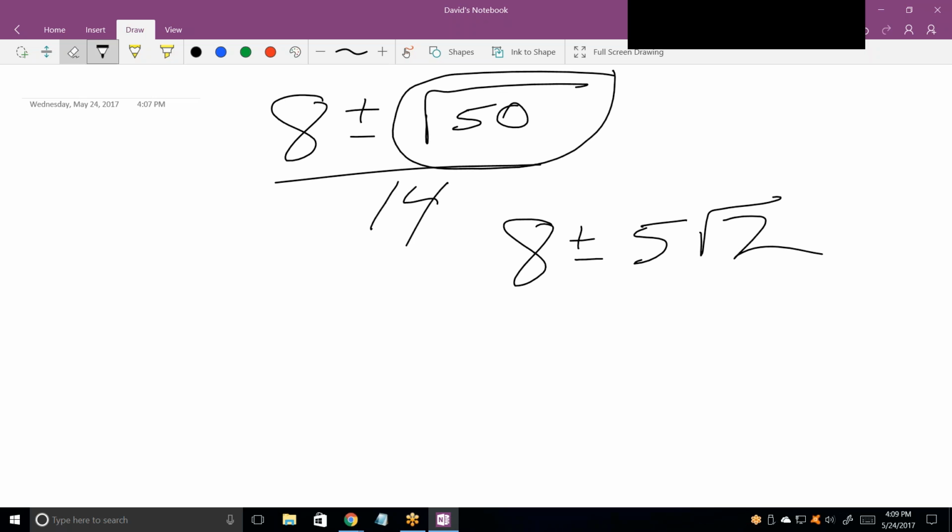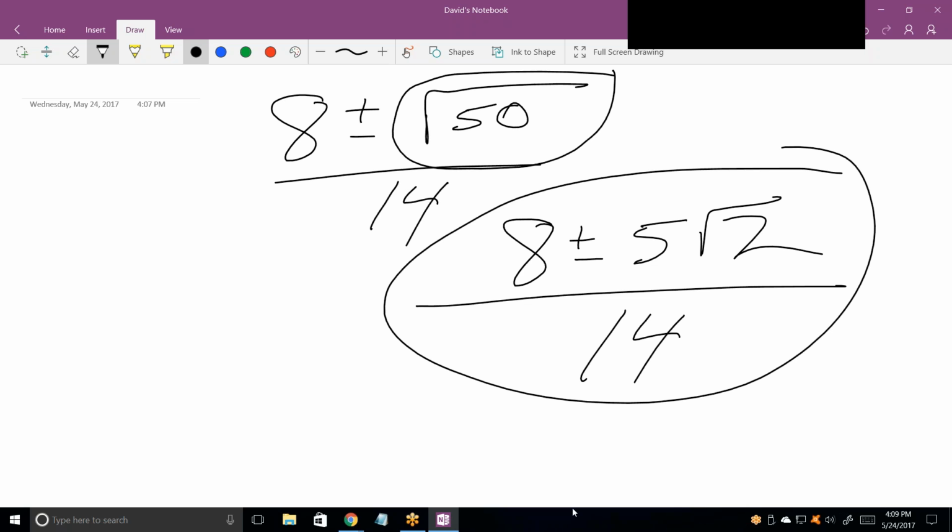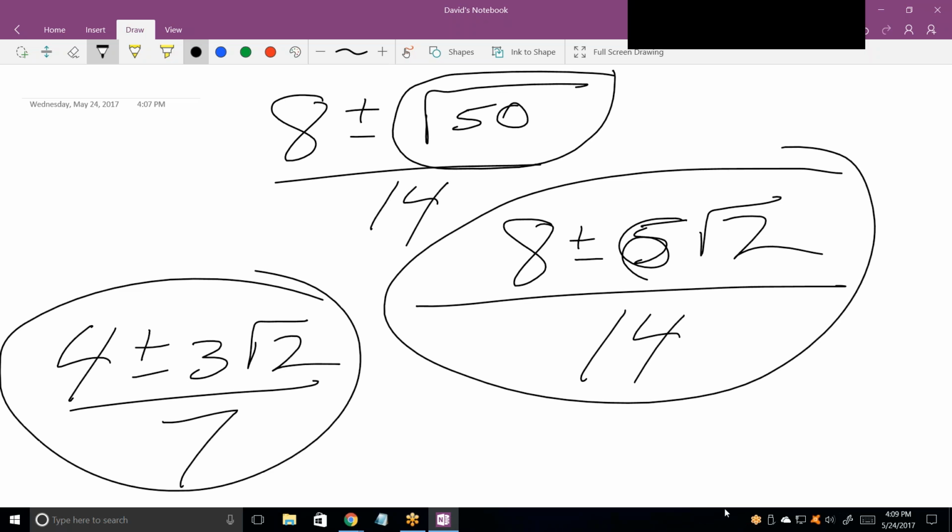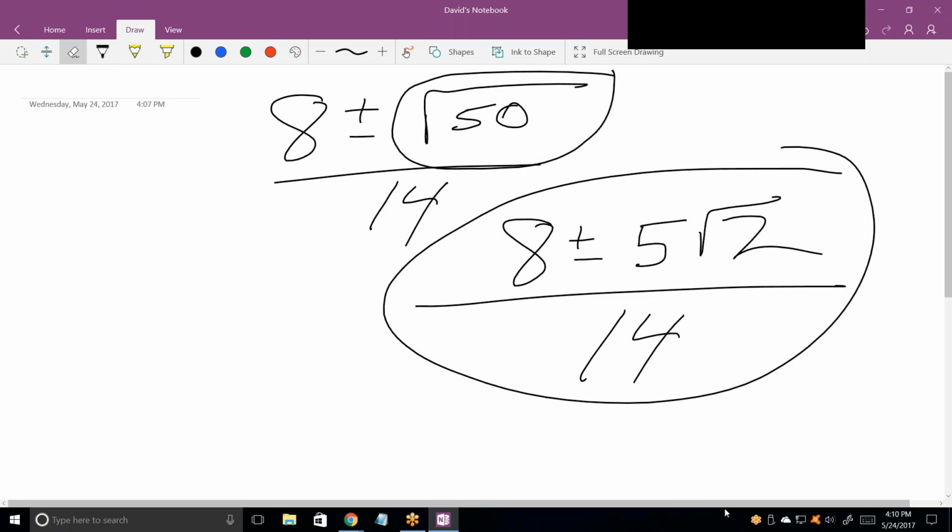it doesn't simplify too much anymore. I'm still dividing all that by 14. And normally it looked like I could have divided top and bottom by 2, but I no longer can, because 5 is not divisible by 2. So that would be my final answer. That's it? Yep. Now, if this was like a 6, well then I could divide top and bottom by 2, and I would have 4 plus or minus 3 root 2 all over 7. But it wasn't. It came out to be 5. And 5 is not divisible by an even number that goes into 8 or 14. So I would leave the answer exactly like that.